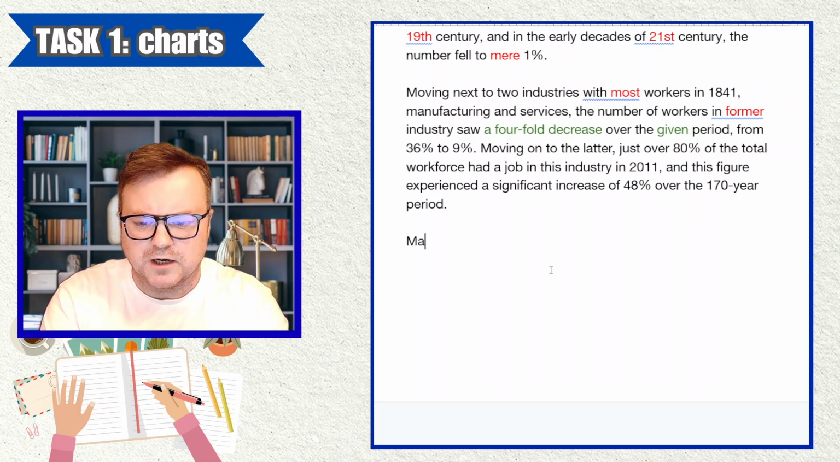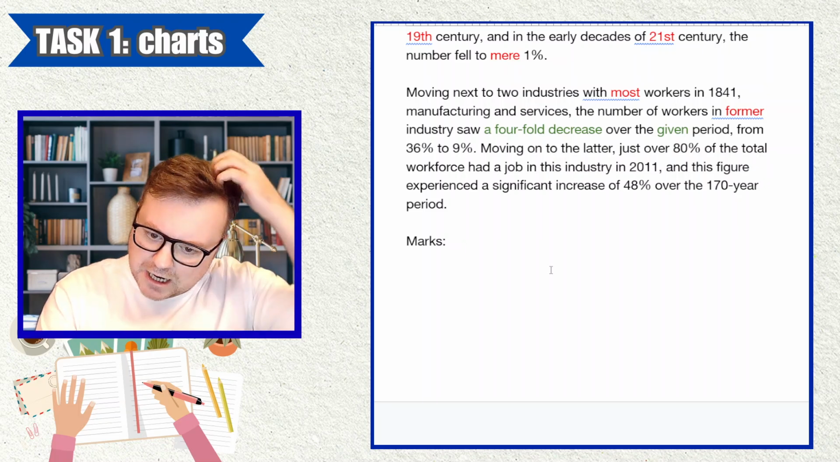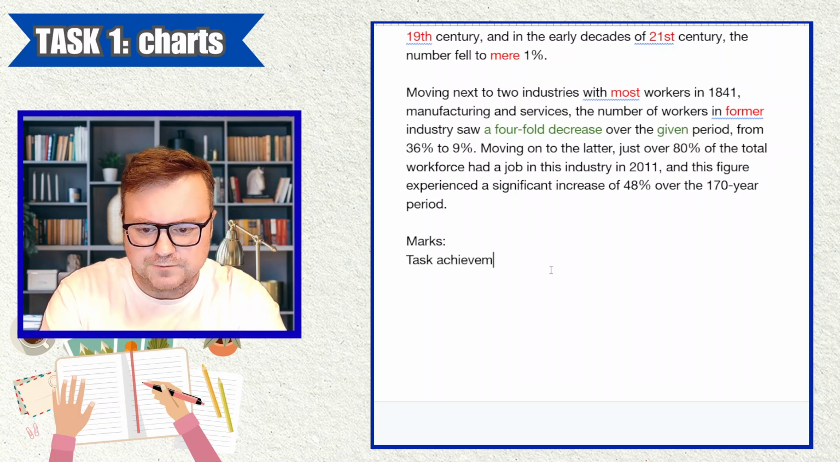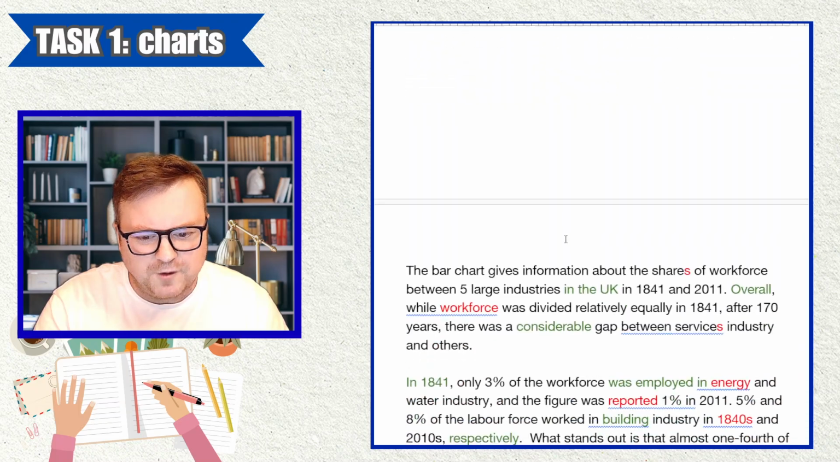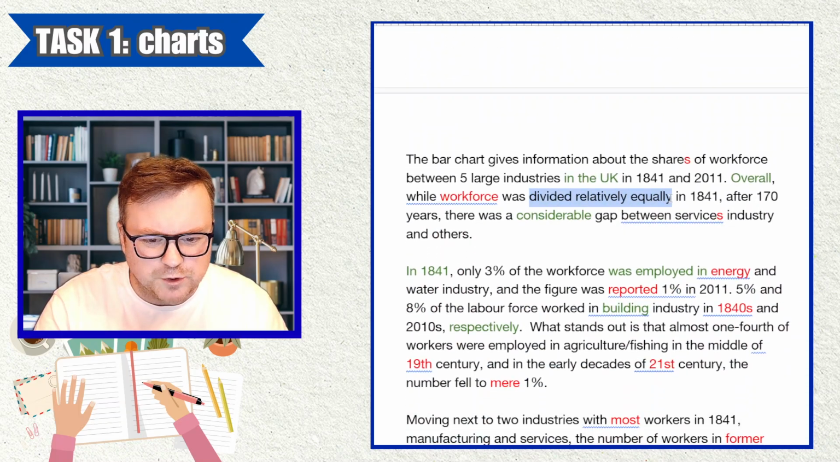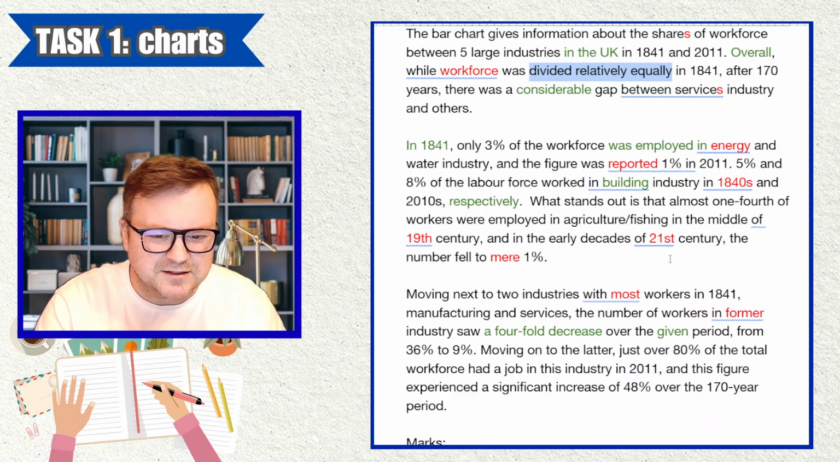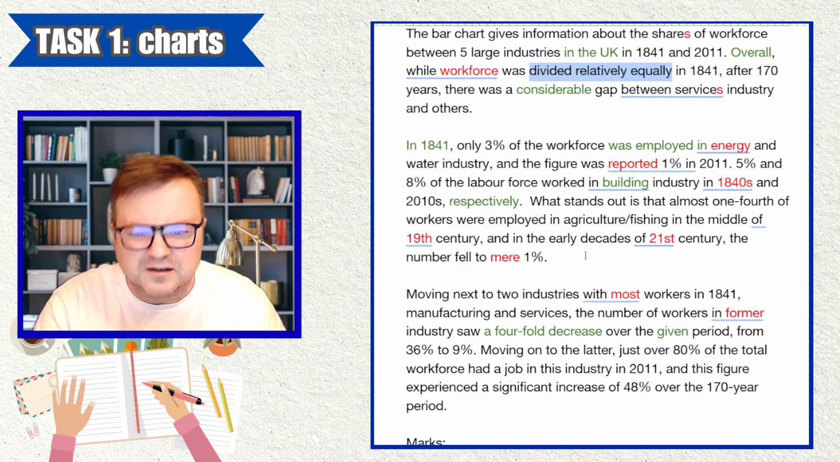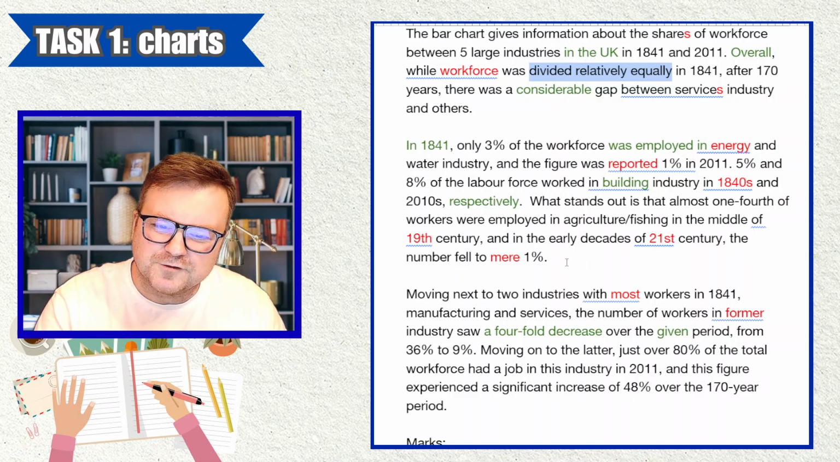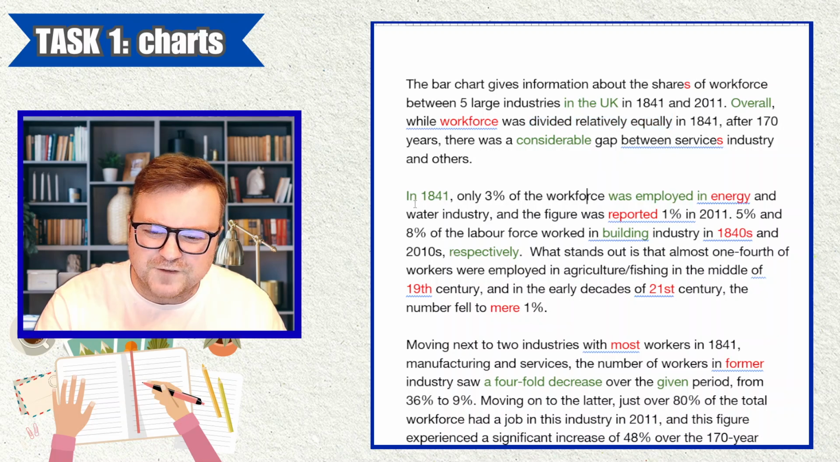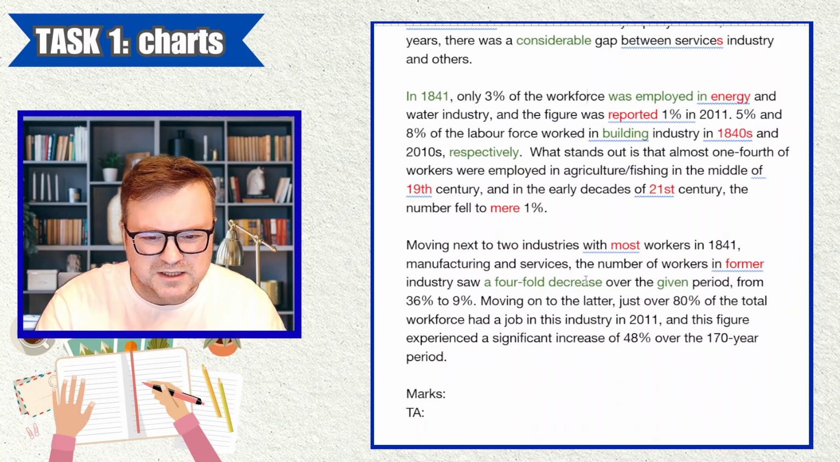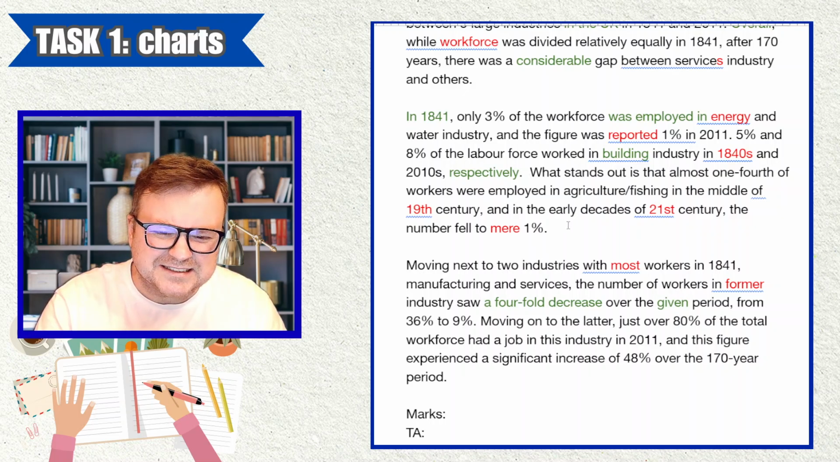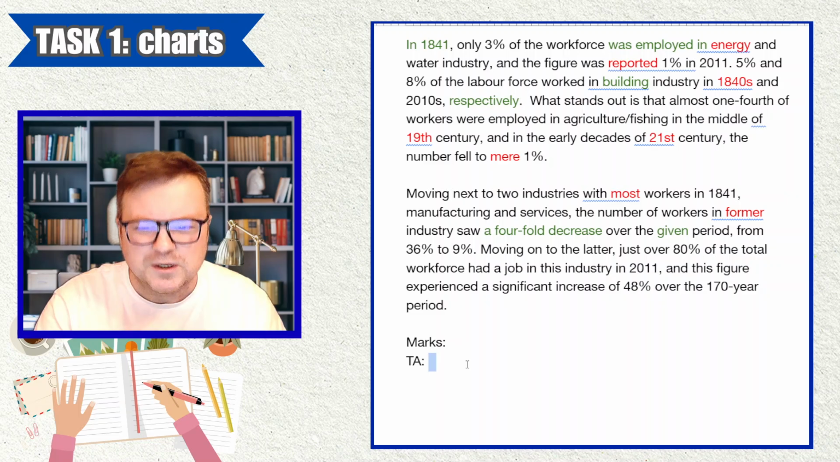But let's give some marks. The exciting part. Okay, so first of all, task achievement. Now let's just call it TA, task achievement. What do we have here? So apart from the fact that I don't agree with this thing, divided relatively equally, I do think key features have been selected. They have been supported by data. However, I don't love the fact that too much information has been given, and it feels like it's slightly mechanical the way that it's presented. So I'm between the 6 and the 7, but I'm going to award a 6.